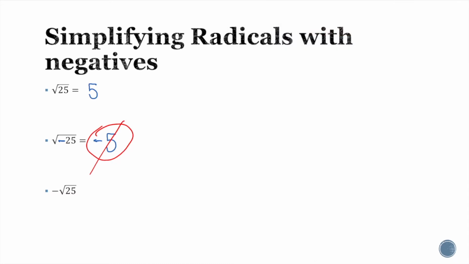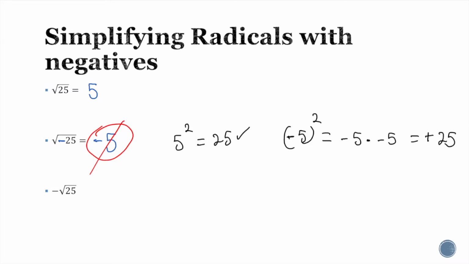So, we know that a perfect square is a number squared. I have 5 squared, which is 25. This checks. However, if I were to substitute a negative 5 and took the perfect square, I would get negative 5 times negative 5, which gives me a positive 25. And this is where the problem lies.